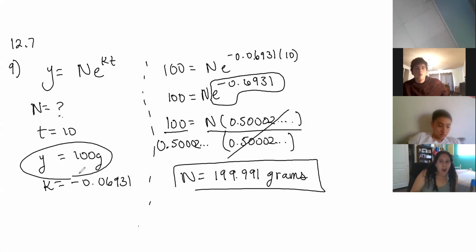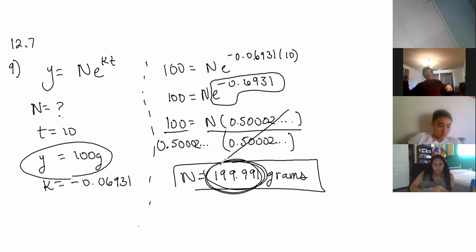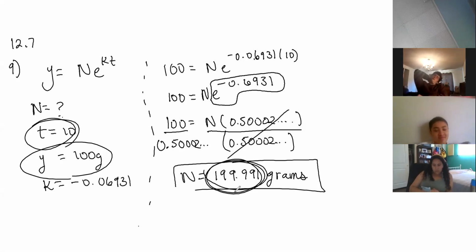What would you say about this? What is this number really close to, our answer? It's really close to 200. And is 100 half of 200? Yes. So you could say the half-life is really close to 10 years, right? After 10 years, you end up with about half of what you started with. Make sense? Yeah. All right, any other questions from 12.7?